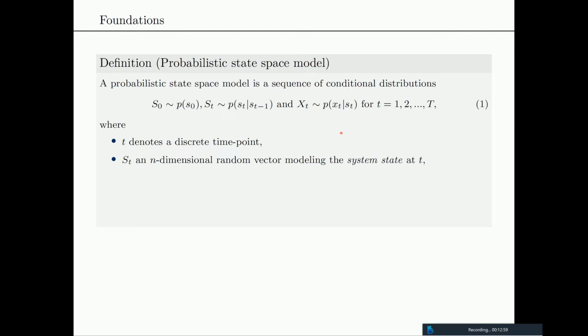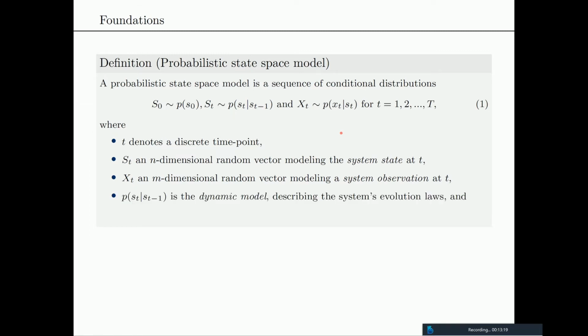So, random variable, but more generally a random vector in n dimensions, whatever they model. X_t, the n-dimensional observation, models the system observation at time point t. This transition probability, or conditional probability, which I also refer to as a transition probability, embodies the dynamic model. So it describes how the system evolves. It determines how, based on a current state S_{t-1}, the next state is distributed.